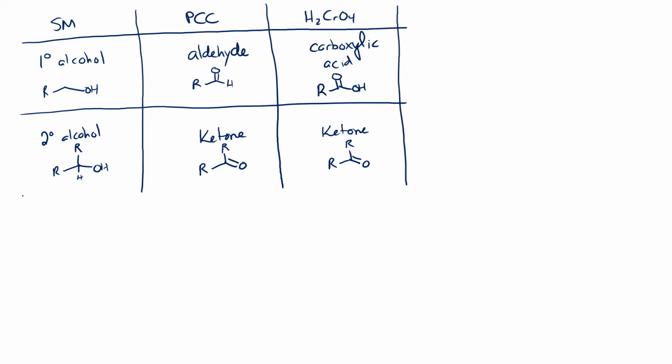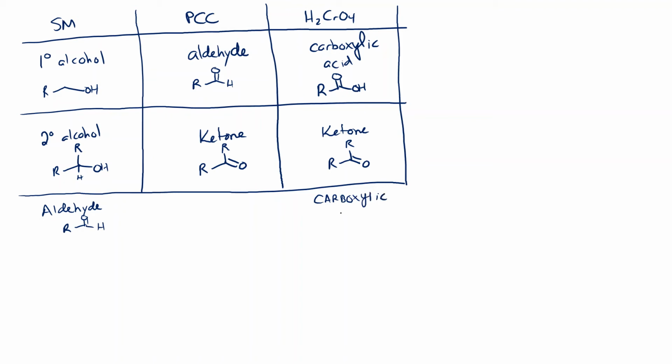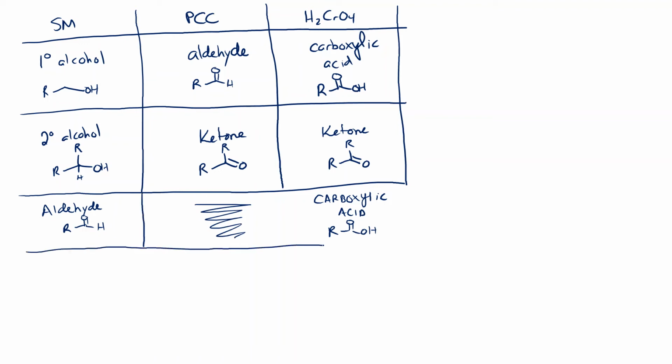Let's do reductions. So reductions, we're going to start with a carbonyl. Let's start with an aldehyde. And actually, I'm going to cheat here and throw in another oxidation. You can oxidize an aldehyde if you use H2CrO4 and you can get the carboxylic acid. Nothing happens here. We don't ever oxidize aldehydes with PCC. It's just not a strong enough oxidizing agent. Right. Okay, so this is here, this is here.